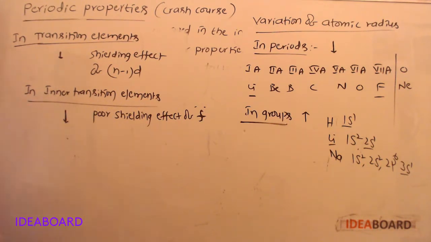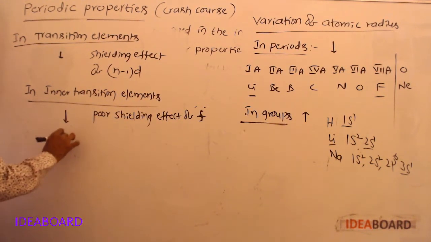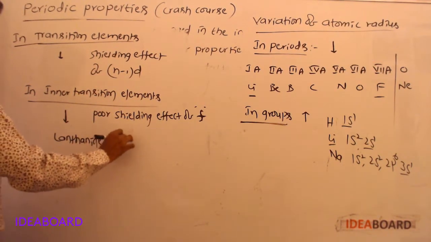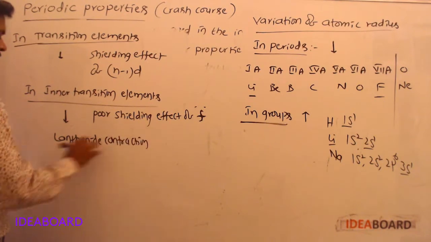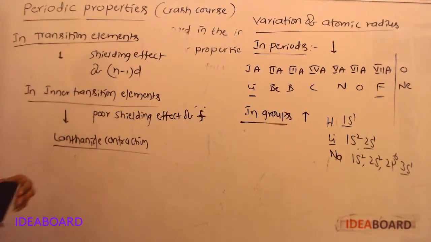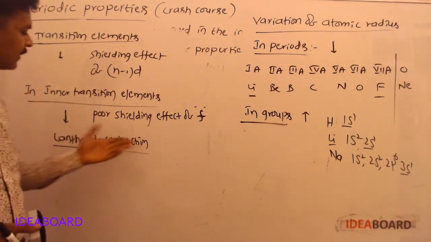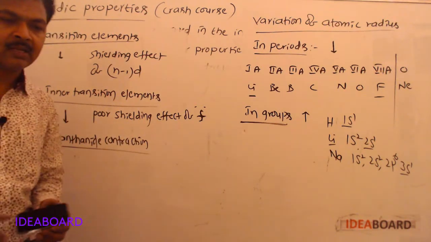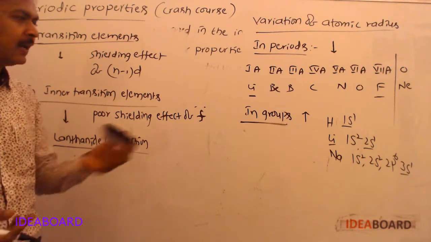That is called lanthanide contraction. The gradual decrease in atomic and ionic size in case of lanthanides is called lanthanide contraction. Even actinide contraction is also there. In case of actinides, atomic and ionic size gradually decreases. That is called actinide contraction.